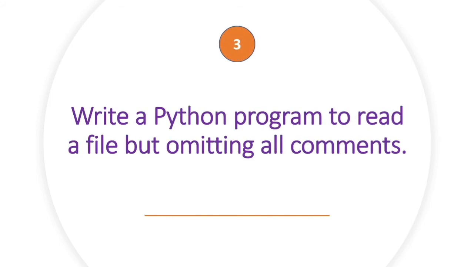The third example that we are going to see today will be: write a Python program to read a file but omitting all the comments. So we will be reading the lines from a file, but we are not going to print the comments that are present in it. And we know that in Python, a comment starts with a hash symbol.